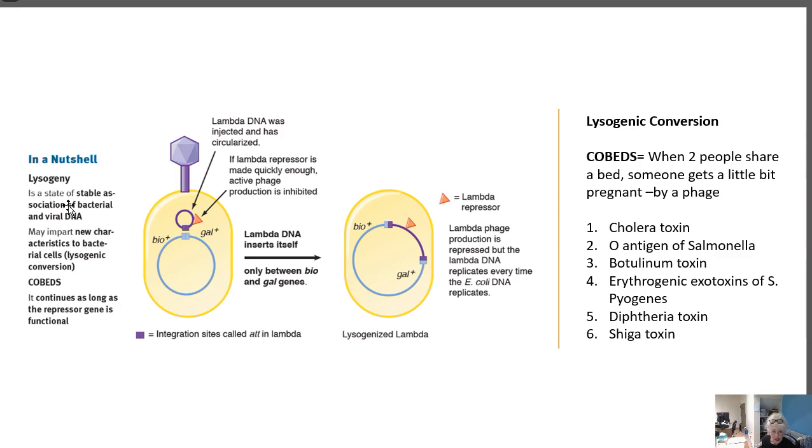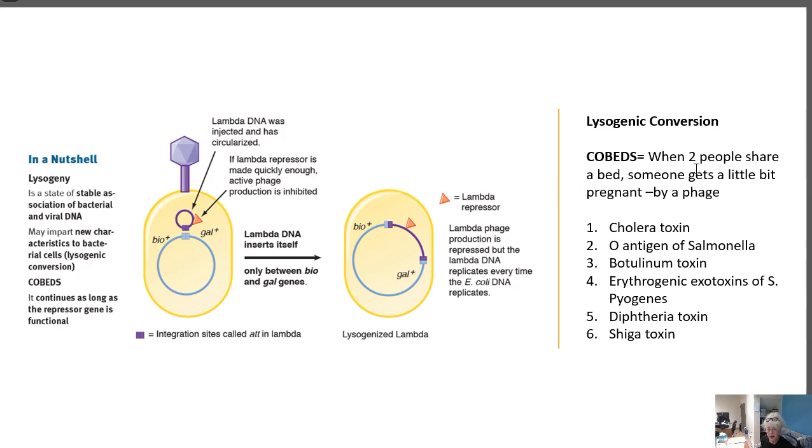So lysogeny is a state of stable association of bacterial and viral DNA. It may impart new characteristics to the bacteria, such as lysogenic conversion. It continues as long as the repressor gene is functional. If there's no resistance, the bacteria will just continue to take over, right?